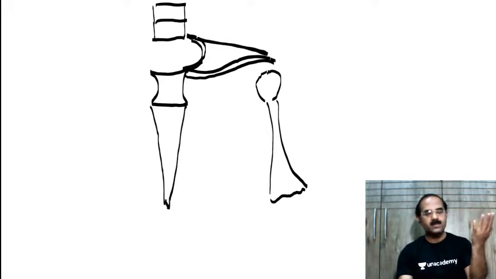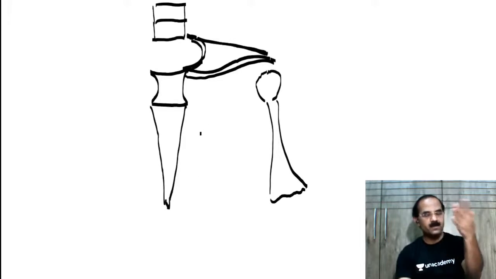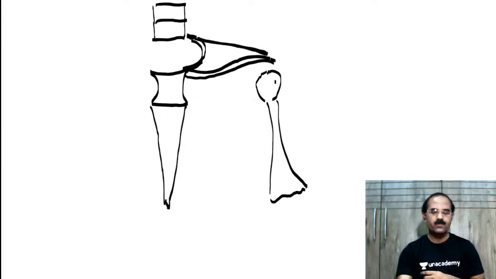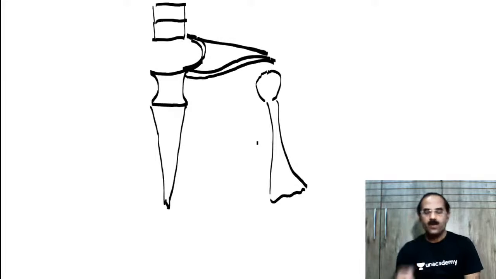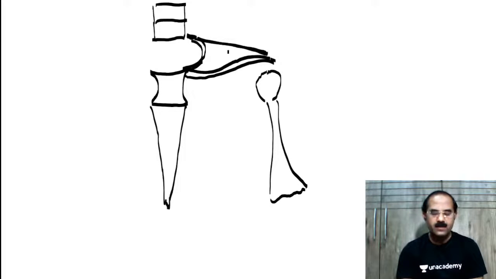The muscles coming from the scapula to the humerus form the posterior wall. These are the ribs. So the medial wall will be formed by the ribs and the serratus anterior, and the lateral wall would be formed by the humerus and the coracobrachialis. Okay, now what is this area for the axilla?